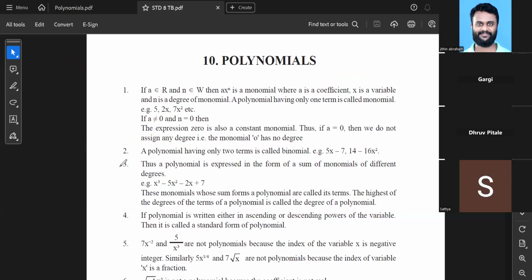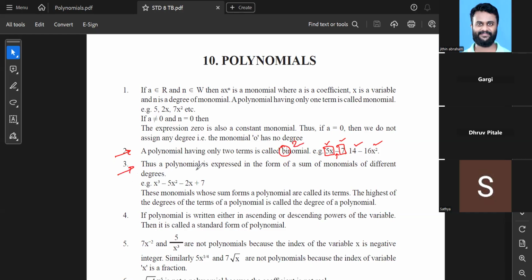So this was the explanation of the first point. About the second point, a polynomial having only two terms is called a binomial. For example, this is the first term, 5x. Then you have addition or subtraction. Then you have another term. So this is one monomial, this is another monomial. When two monomials are either added or subtracted with each other, we call them binomials. Bi means two.